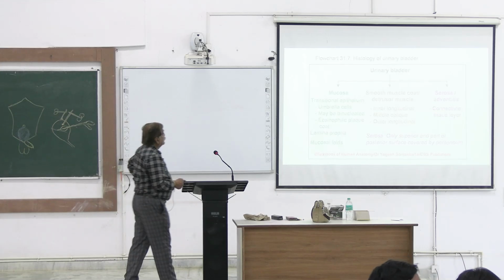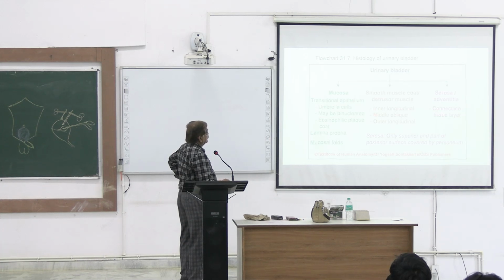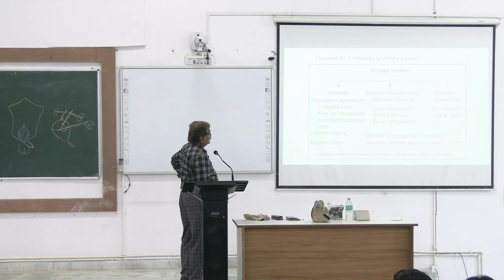Now, the urinary bladder wall: mucosa, smooth muscle coat and detrusor muscle. Serosa and adventitia, connective tissue layer. Inner longitudinal, middle oblique and outer longitudinal. Transitional epithelium, umbrella cells may be binucleated, eosinophilic plaque coat, lamina propria and mucosal fold. Serosa: only the superior and part of the posterior surface is covered by peritoneum.